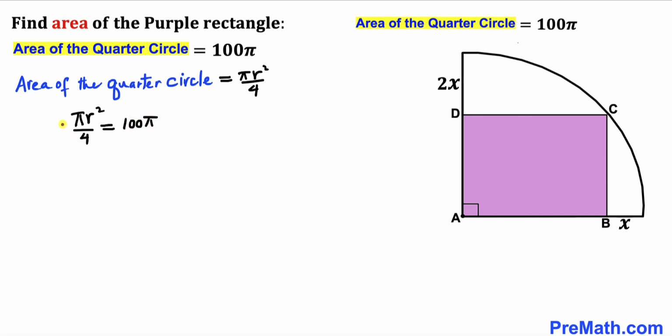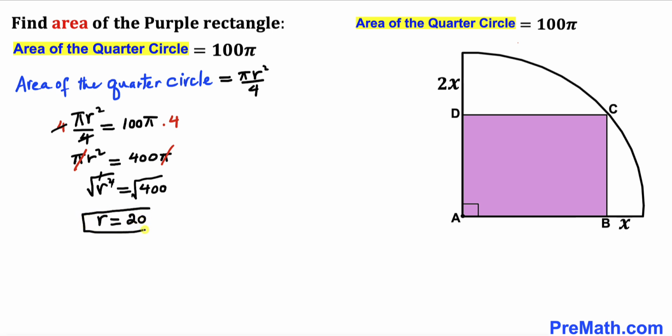Now let's remove this fraction by multiplying 4 on both sides. So the 4 and 4 are gone. And now the pi and pi cancel each other out on both sides. So we end up with r square equals 400. Let's undo this square by taking the square root on both sides. The square and square root are gone, so r turns out to be the square root of 400, which is 20. So our radius r turns out to be 20 units.